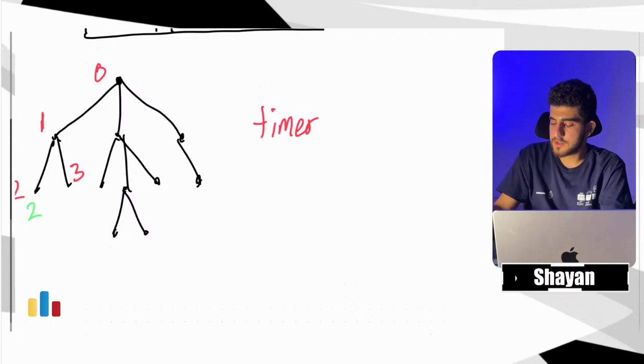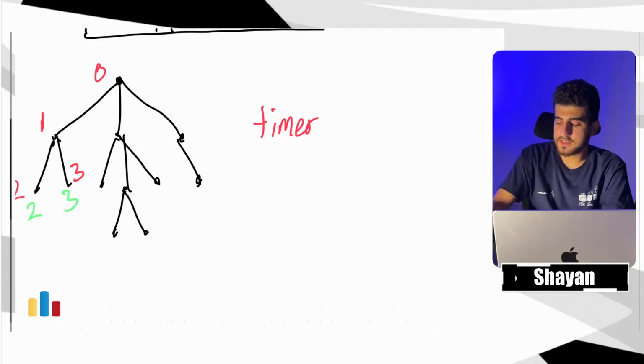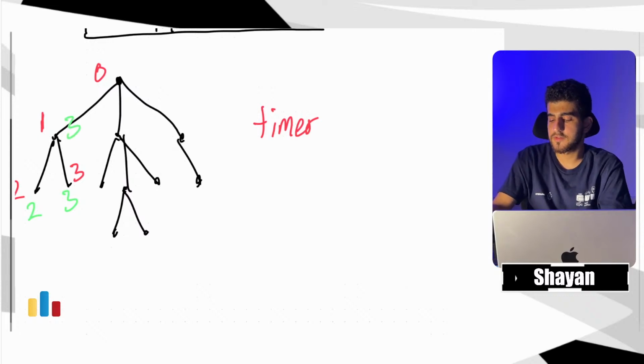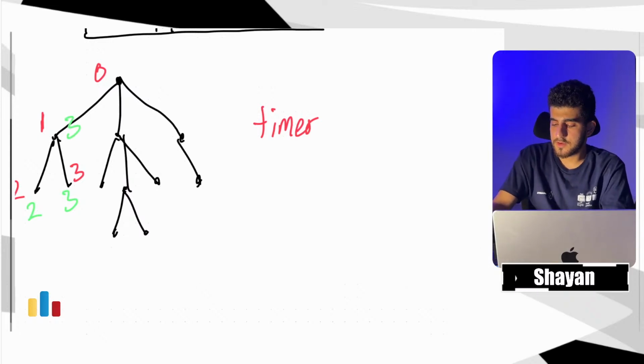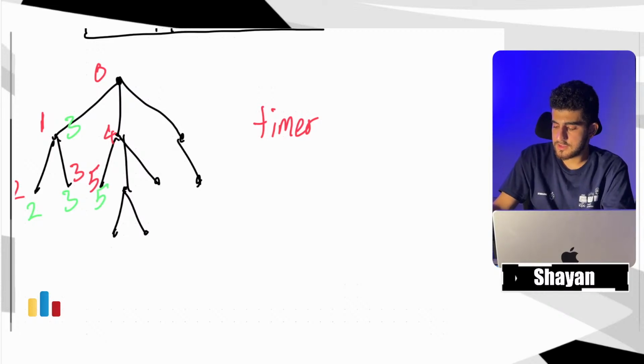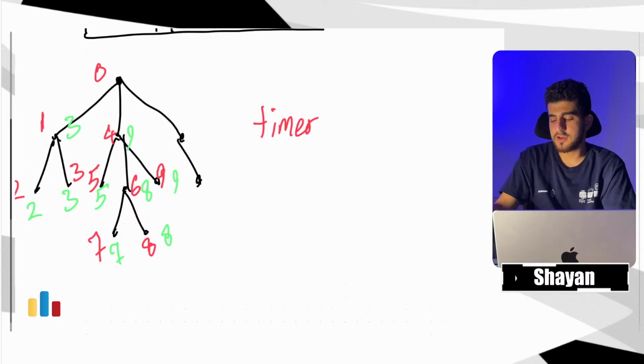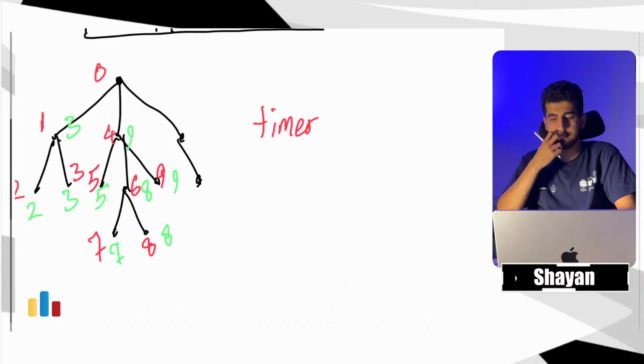So we will enter this vertex at time 3. We will exit this vertex at time 3. And then we will enter this vertex at time 4. Enter this vertex at time 5. Exit this vertex at time 5. Enter this vertex at time 6, enter this one at time 7, exits at time 7, enter at time 8, exit at time 8, exit at time 8, enter at time 9, exit at time 9, and you see how it's going. So you just keep track of when you entered and when you exited each vertex.